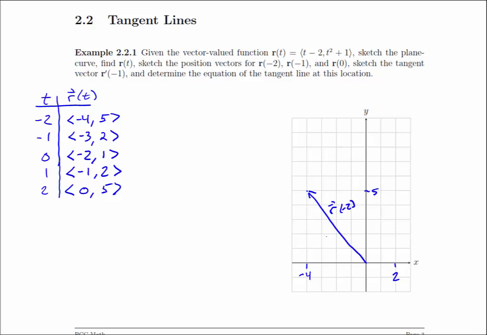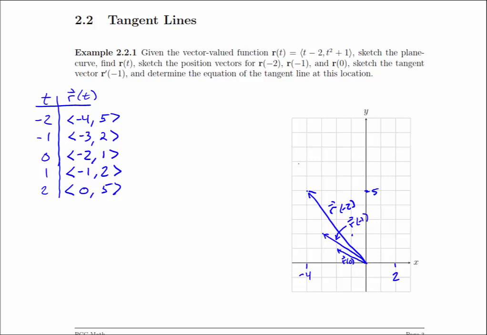r of -1 is -3, 2. This point here. So we're going to get this vector. And I want to be careful where I'm putting things. This is r of -1. And r of 0 is -2, 1 right here. This is r of 0. And then we have -1, 2. And then we'll have 0, 5. I'm not going to draw the vectors, but we're looking at these 2 points.